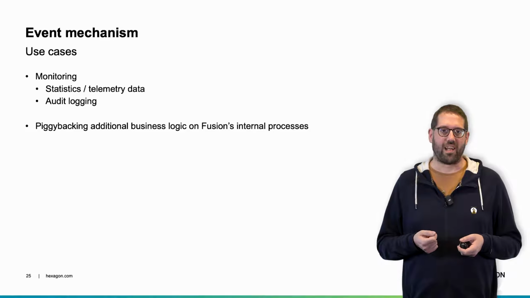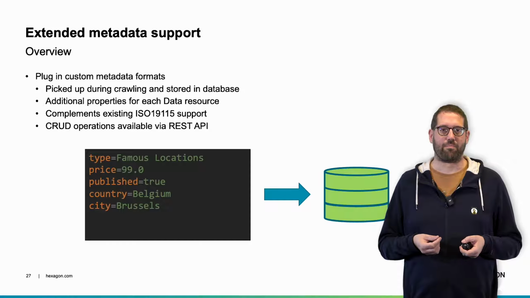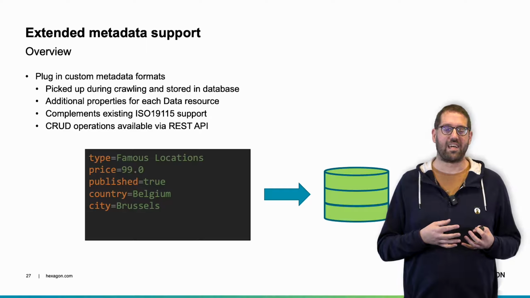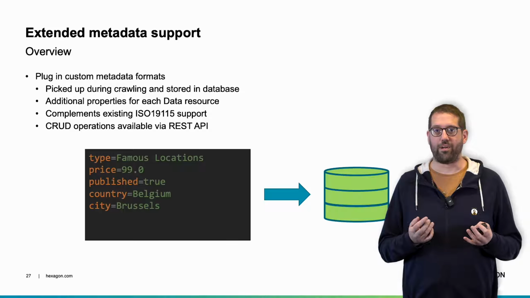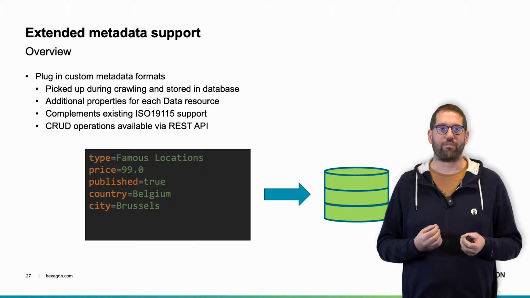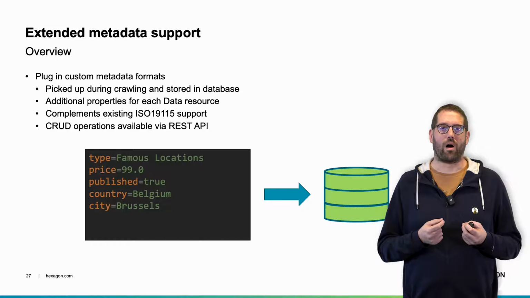The next feature I'd like to cover is extended metadata support. That consists of two parts. The first is that you can now plug in custom metadata formats in Fusion. You might know that Fusion already supports the ISO 19115 metadata standard, but if you have metadata in another format, perhaps a proprietary format, you can now also plug that into Fusion, and it will be picked up during crawling and added into the Fusion database.